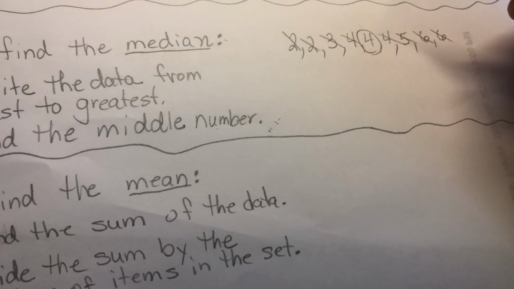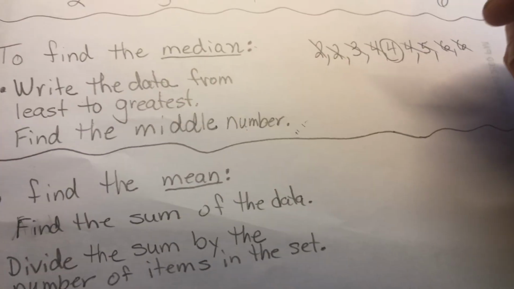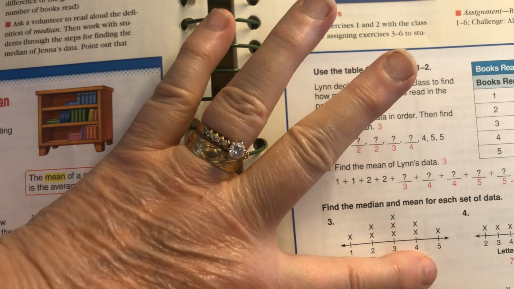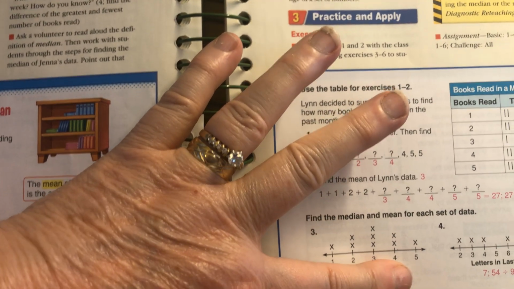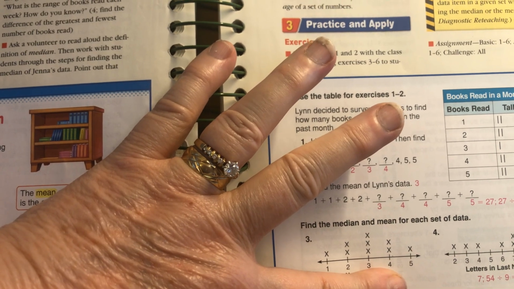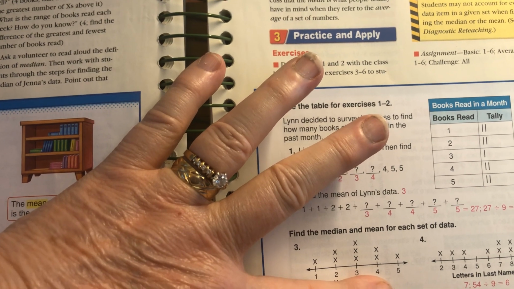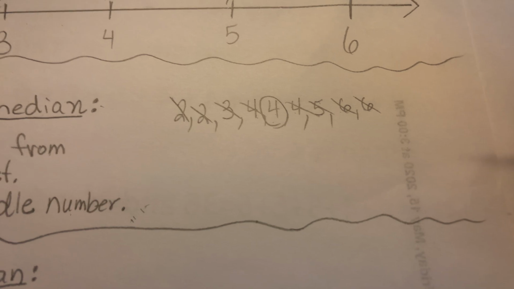Let's say we were given a different data set. What if we were given a line plot that had, let's look at this one in our textbook. See that one in the textbook? It has a 1 X over the 1, 2 X's over the 2, 3 X's over the 3, 2 X's over the 4, and 1 X over the 5. So I'm going to write those on my chart. So you're looking at number 3 on page 239.